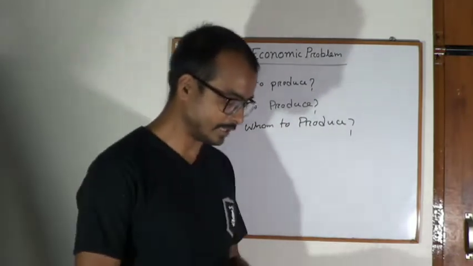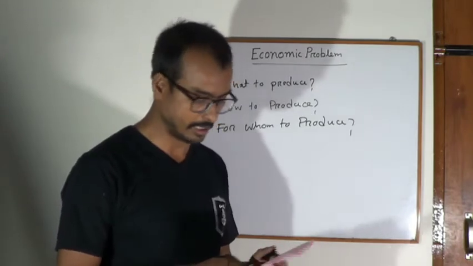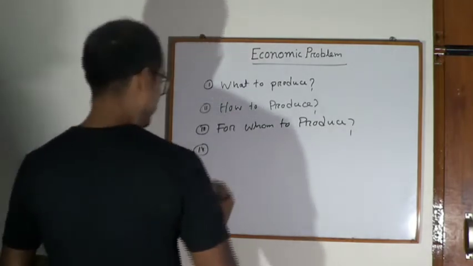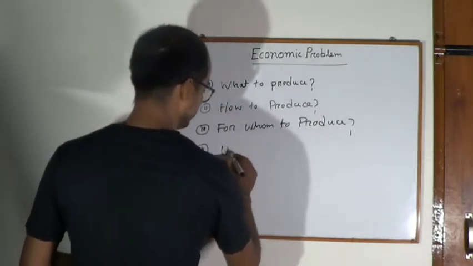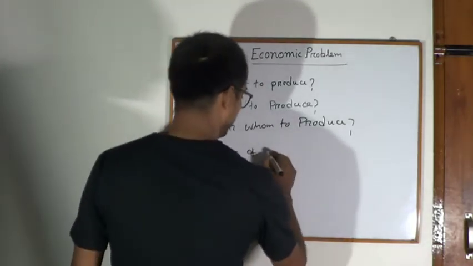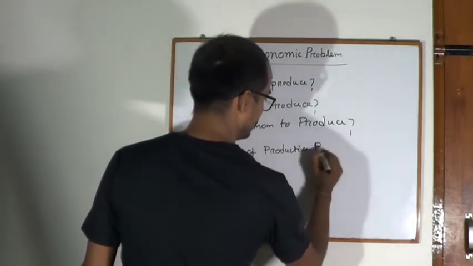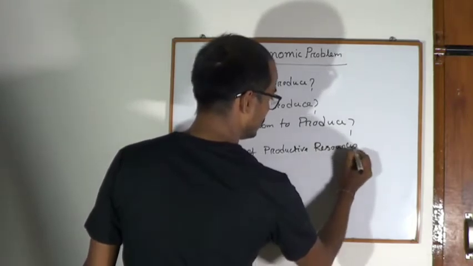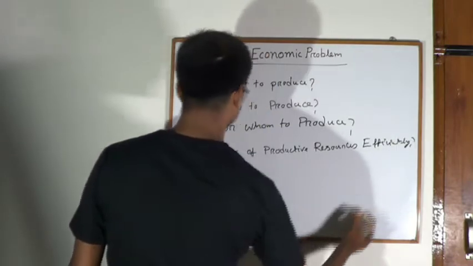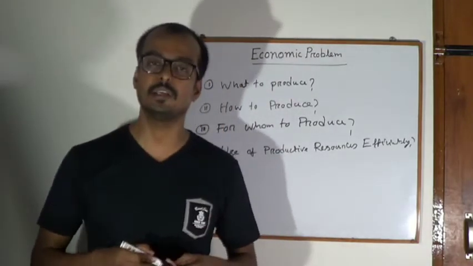There are many problems. These three are the main problems. There are other problems too. For allocation or use of productive resources efficiently. That is another problem. That means whether you are using the resources efficiently or not.